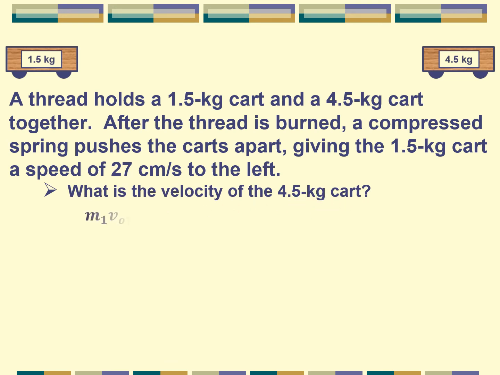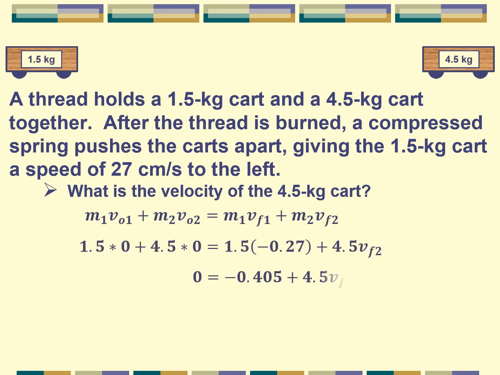All right, so we're going to use our conservation of momentum equation. That's mass 1 times initial velocity 1 plus mass 2 times initial velocity 2 equals mass 1 times final velocity 1 plus mass 2 times final velocity 2. Well, first of all, both of them are not moving initially, so the total initial momentum is going to be 0, because 1.5 times 0 plus 4.5 times 0 gives me a total initial momentum of 0.